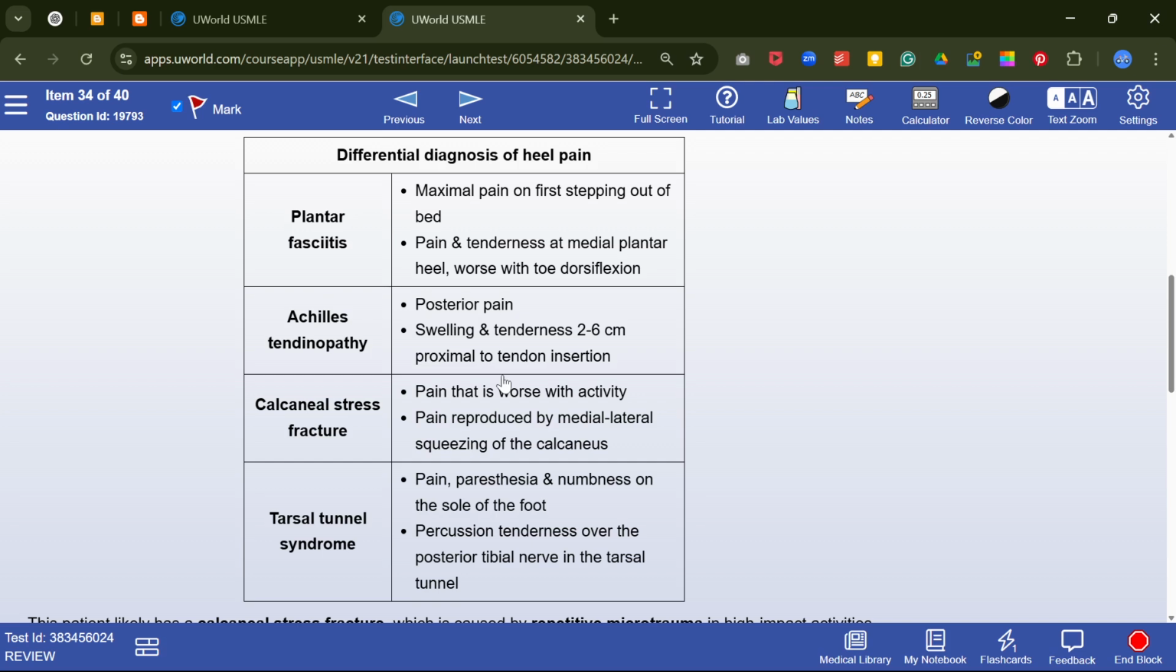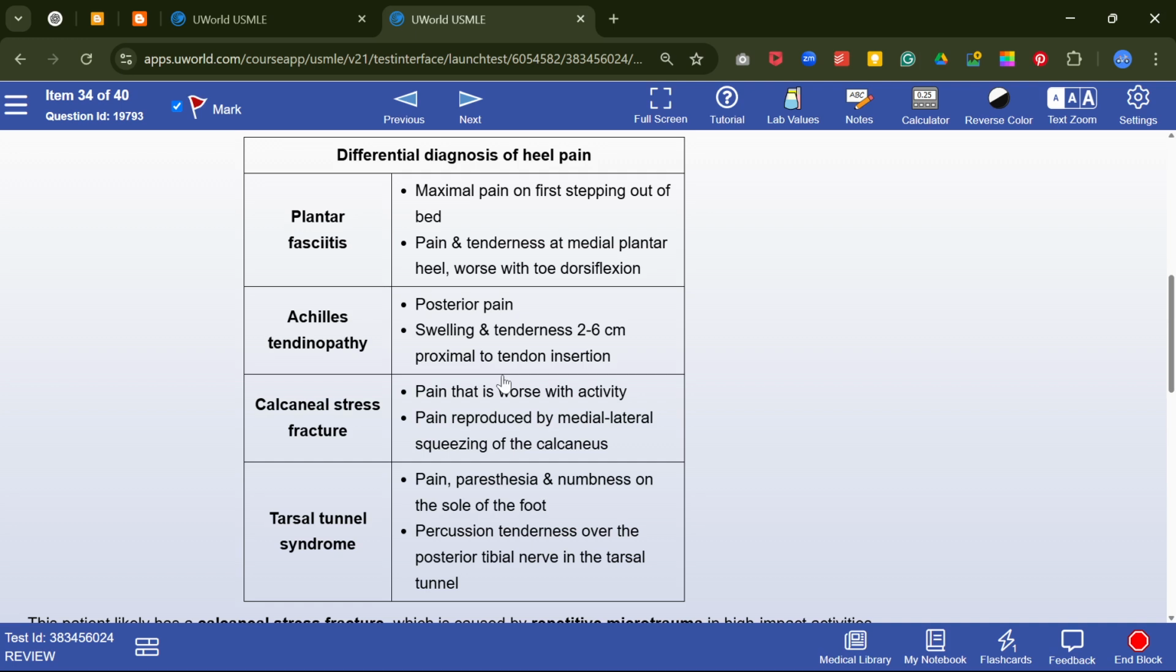If we go into detail on plantar fasciitis, the risk factors are pes planus, obesity, and exercising on hard surfaces. It is pain at the plantar aspect of the heel and hindfoot, worse with weight bearing, especially after prolonged rest.